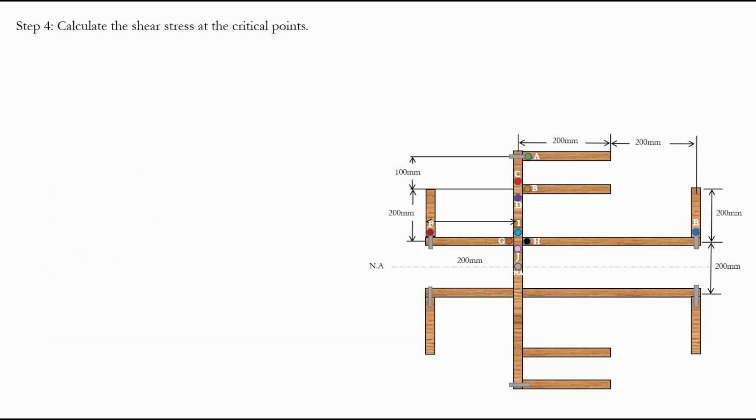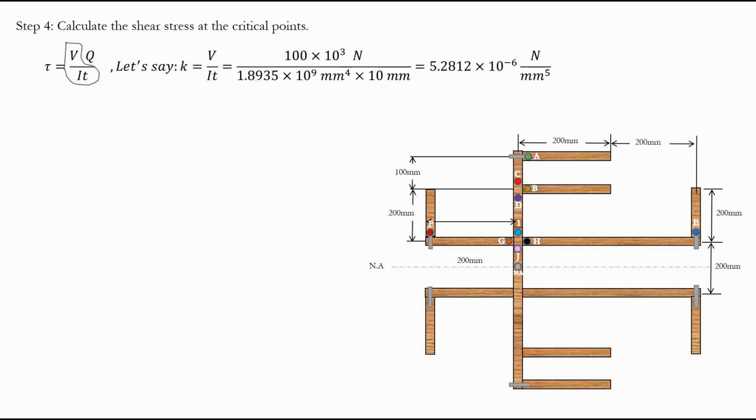Now let's calculate the shear stress at the critical points, right? Now that we know our Q value, from the formula we can say tau is equal to VQ over IT. We already knew V, I, and T, and we also calculated the Q value at each of these points. So we can calculate the stress at any of these points that we know, right?